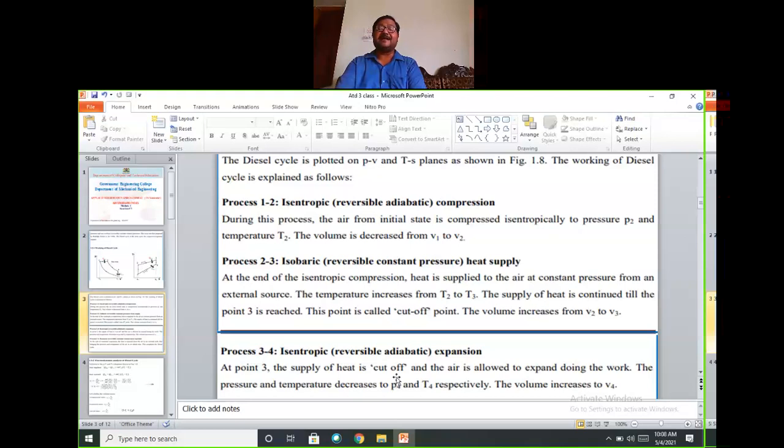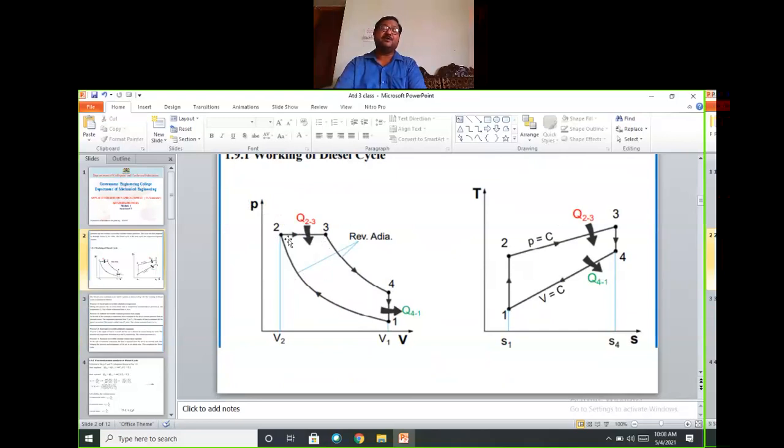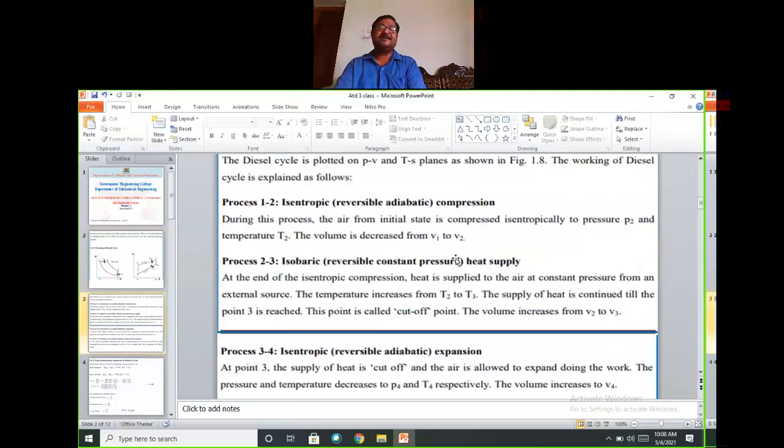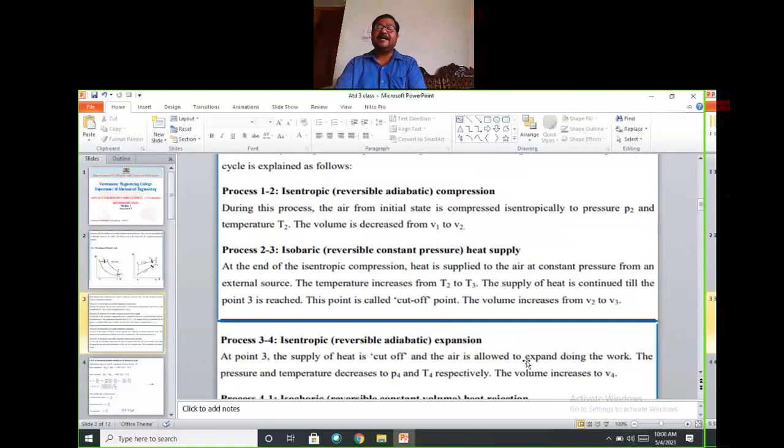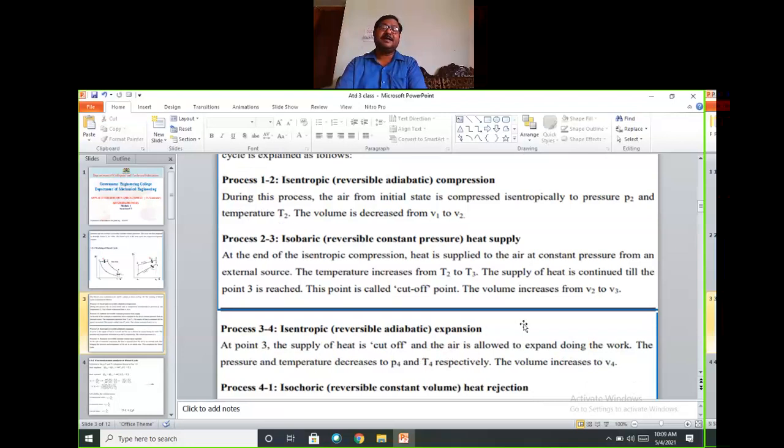At point 3, it is cut off. This is very important. We define the cutoff ratio here. At state 3, cutoff takes place. The heat supply starts from state 2 and stops at 3. Cutoff means the stopping of the heat supply takes place at 3. Air is allowed to expand, doing work. The pressure and temperature decrease to P4 and T4 respectively. Volume increases to V4, as I explained.